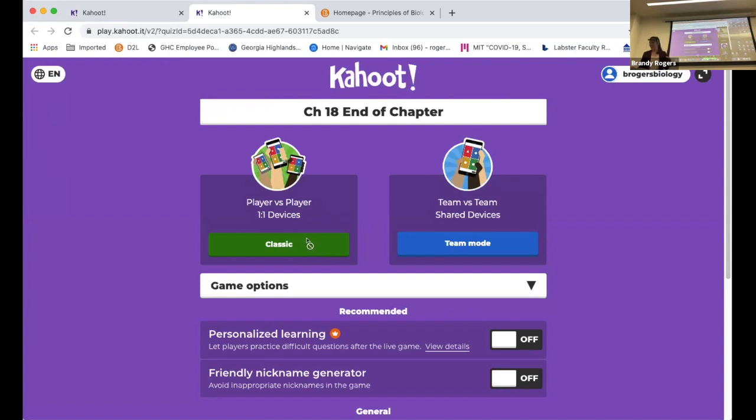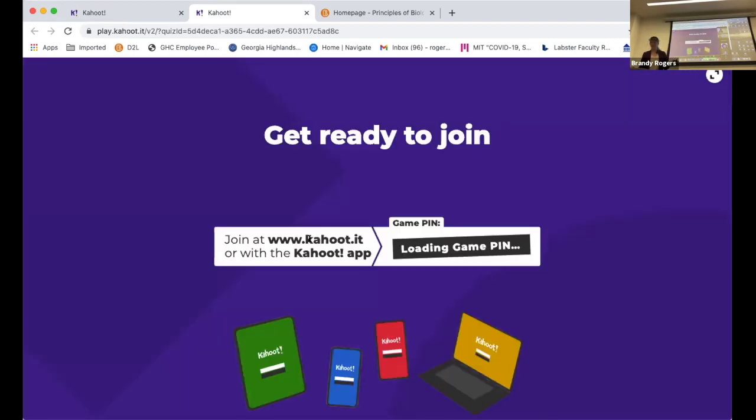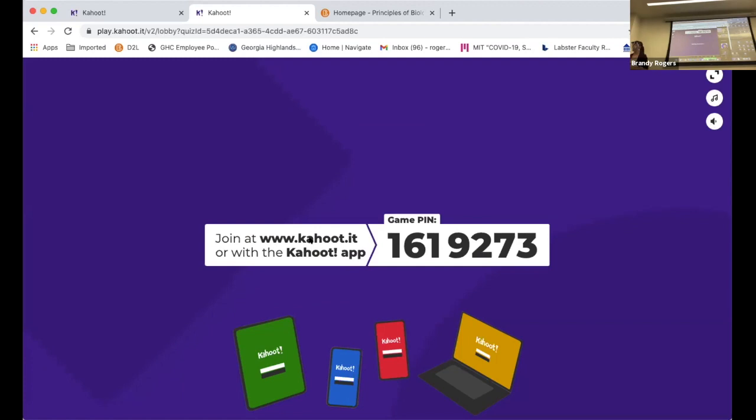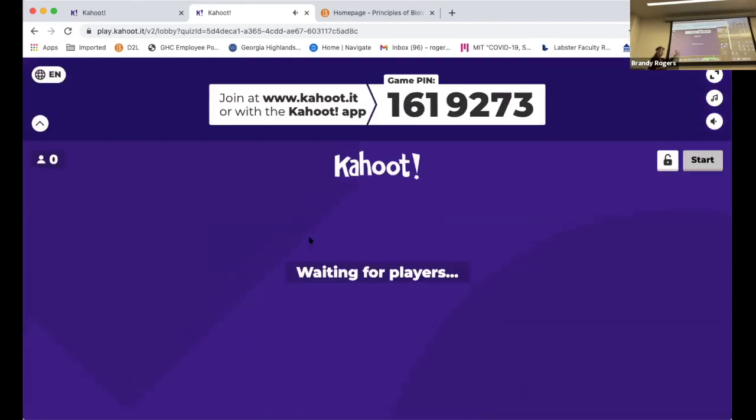All right, you guys ready? I think it's working. So you can go ahead and put in your game pin either at kahoot.it if you're on your computer or on the Kahoot app. So you just enter that code, and then, by the way, when you put in your name, everyone's going to be able to see it. So just keep that in mind.